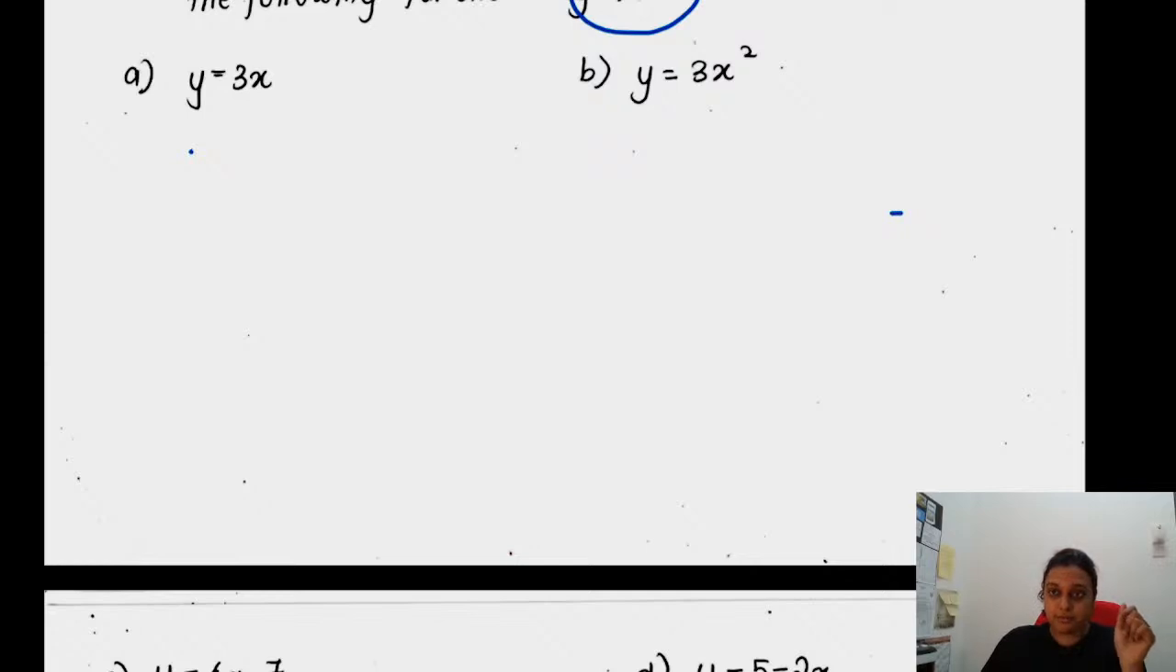Step 1, step 2, step 3. We're going to use the same steps. Okay, let's start with step 1. First step, make sure the y you change to f(x) first.